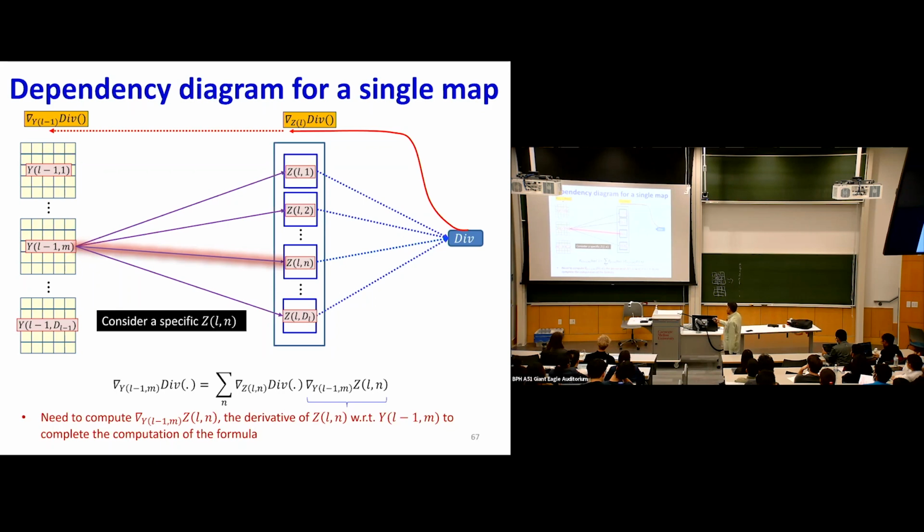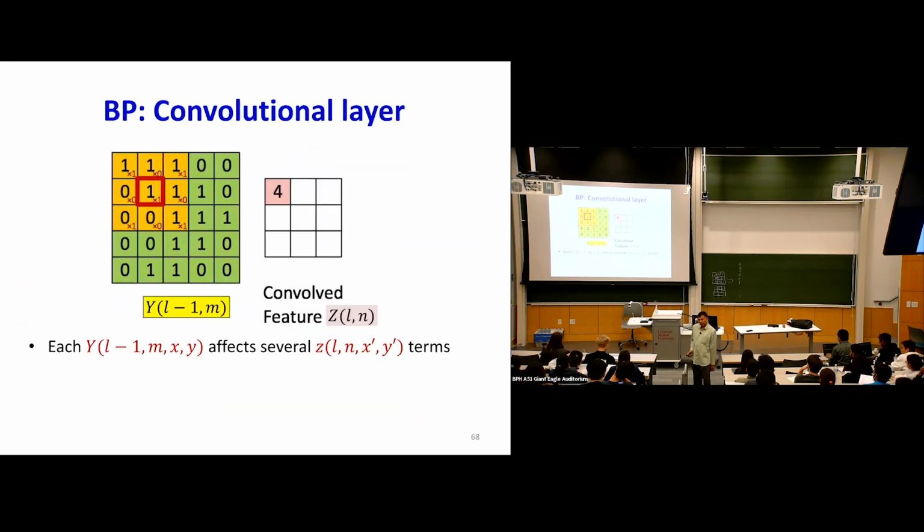So let's look at how the elements of y influence the elements of z. Let's consider a single y element over here. This is the animation we saw earlier. So let's just take a look at the boxed y element and determine which are the elements in z that it actually influences.